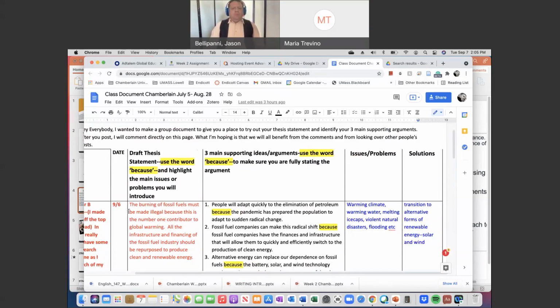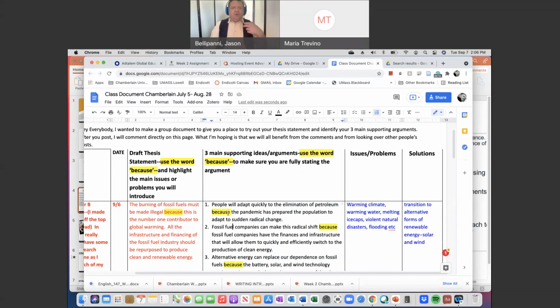So my main idea is that burning of fossil fuels must be made illegal. Something like that, which is a little bit much. So if I'm doing this exercise for the discussion board, let's see what else I have here. My main thesis is burning fossil fuels needs to be made illegal because, and I'm very big on this idea of using the word because in your thesis and also in your 3 main supporting ideas.